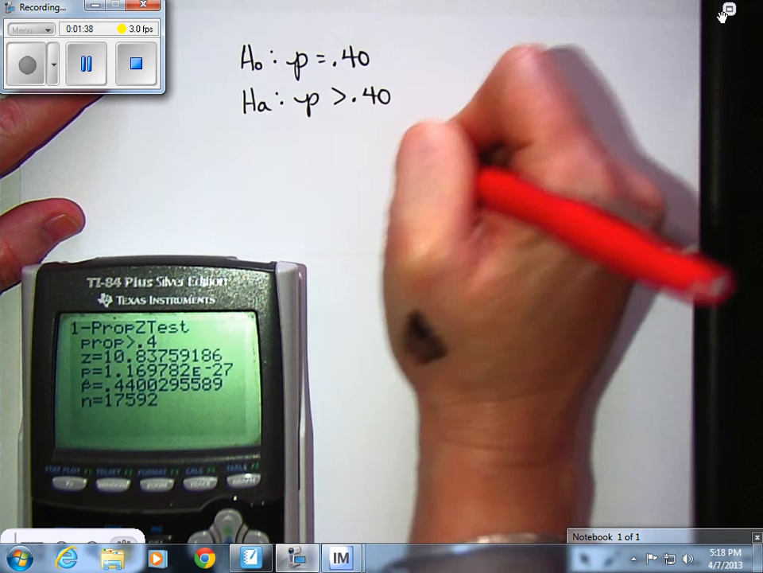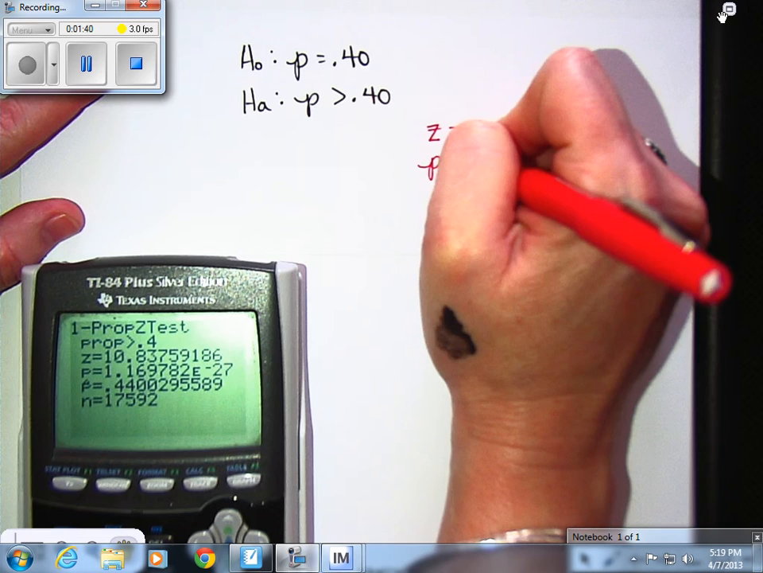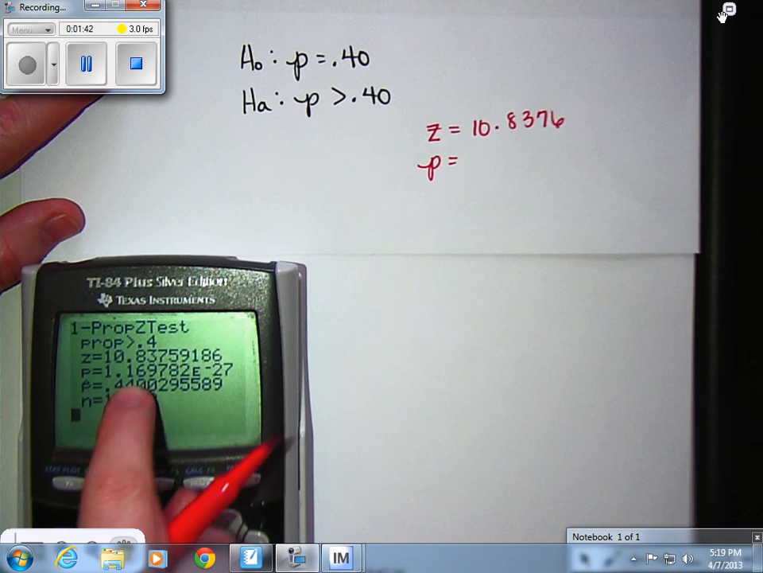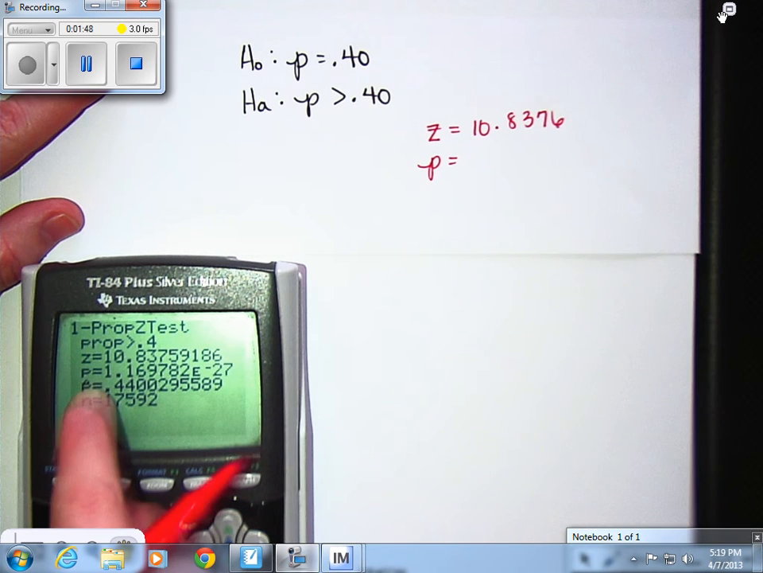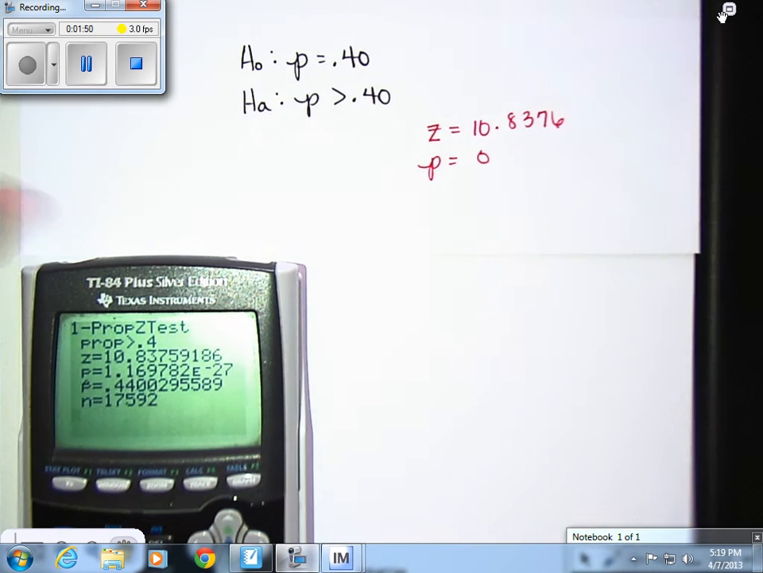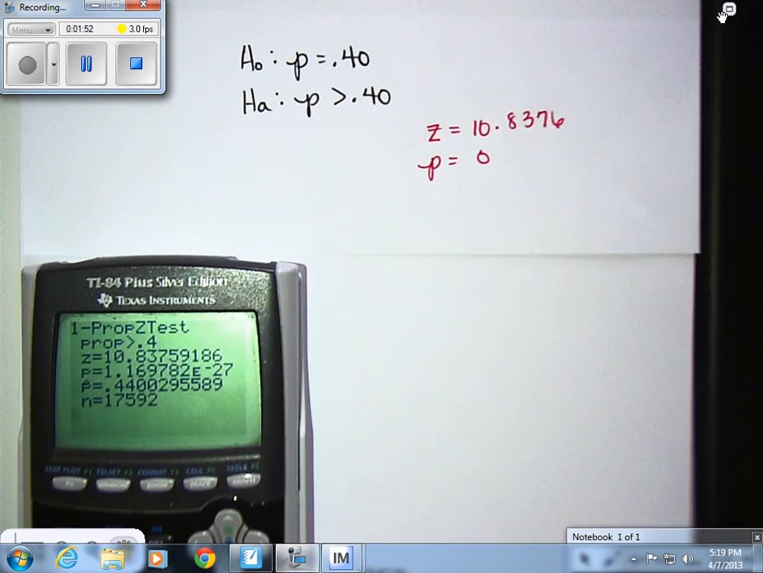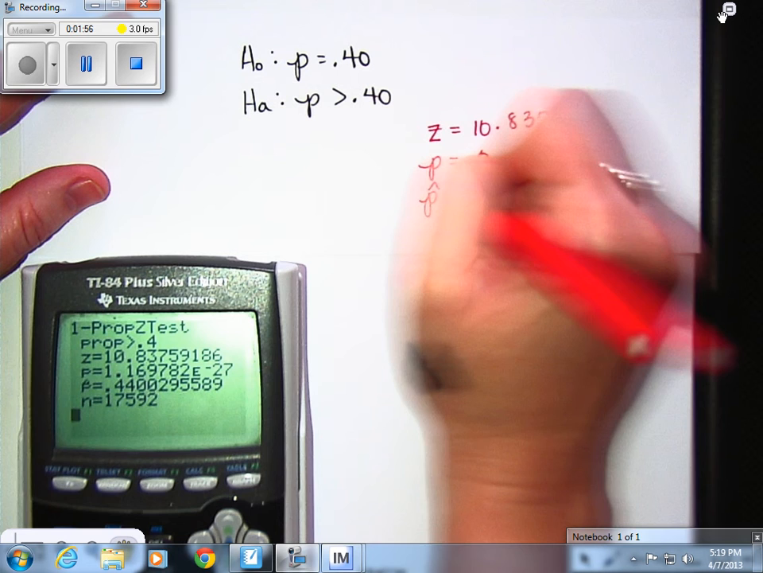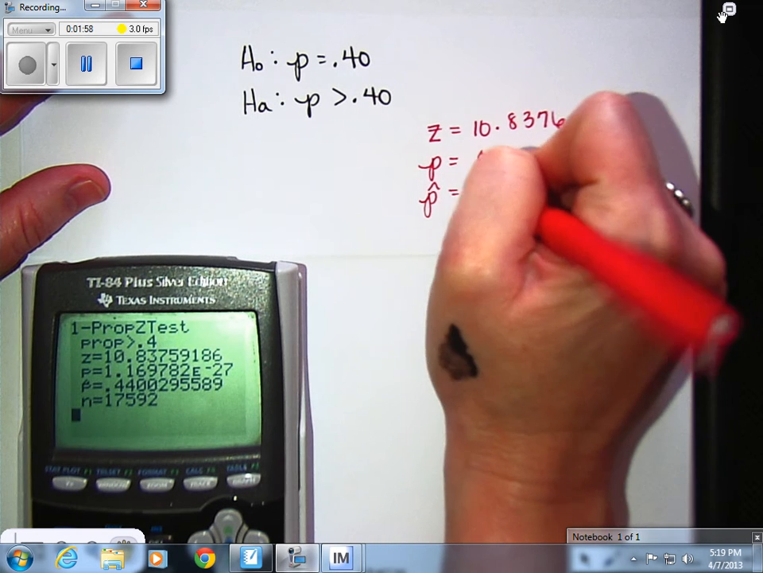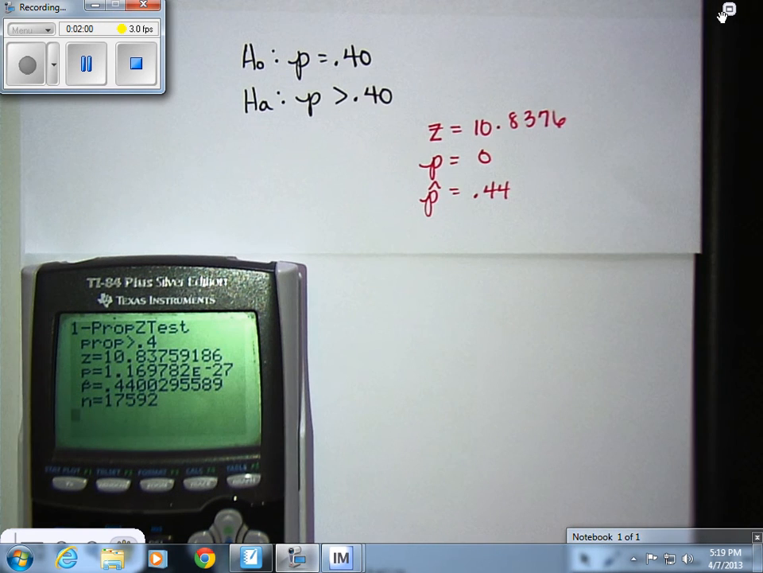10.8376. It tells us that our p-value is, look at that, 1.1697 times e to the negative 27. That means there's 26 zeros in front of this, which means that that is practically 0. We need to report our p-hat, and our p-hat is 0.44, and we've already reported our n and so on.